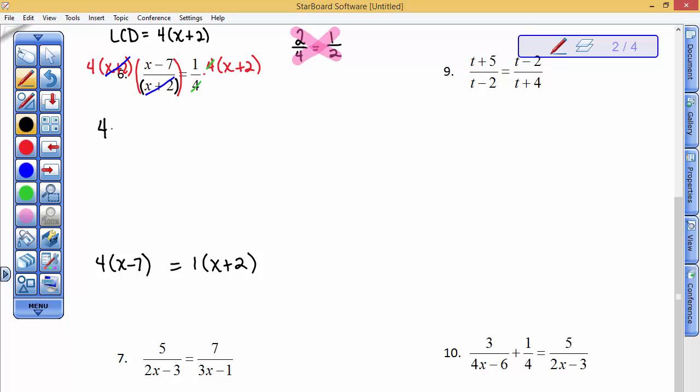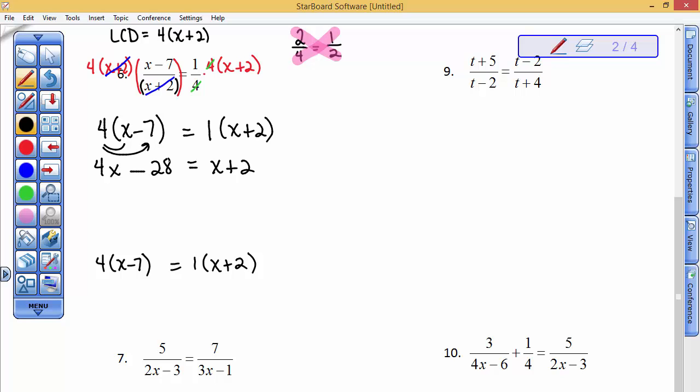So actually I'm going to go ahead and put it here. It'll give me more space to do this. The 1 times x plus 2 is really not necessary. The right-hand side will just be x plus 2. And on the left side, I'll distribute the 4. And now I'll go ahead and solve this linear equation. You remember, I like to work with the x's first, so I'm going to subtract x from both sides. So I'll have a 3x minus this 28 equals 2.